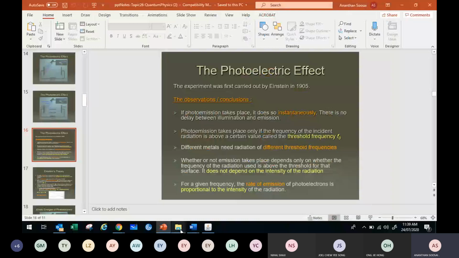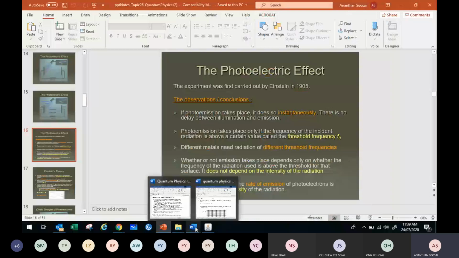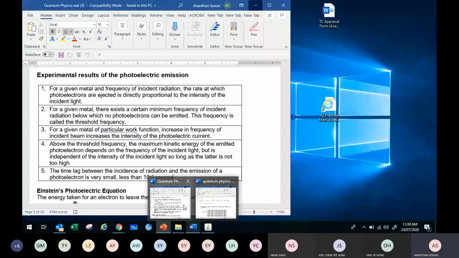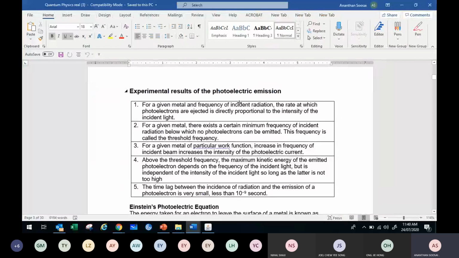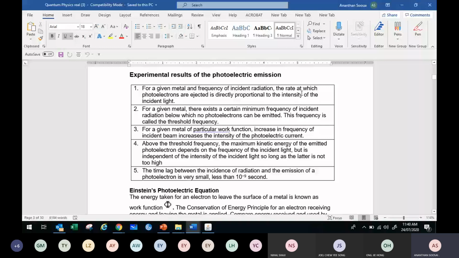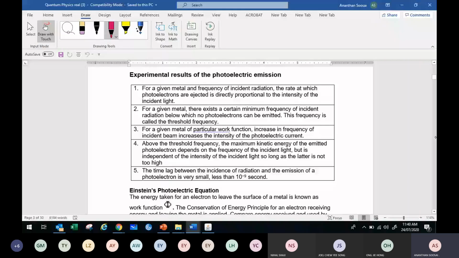If I go back to the Word file, the experimental results of photoelectric emission go against the wave theory. Please remember the three factors. The first one: for a given metal, the rate at which photoelectrons are emitted is directly proportional to the intensity. Second one, important: for a given metal, there is a certain minimum frequency needed. The existence of a threshold frequency is one evidence against wave theory.